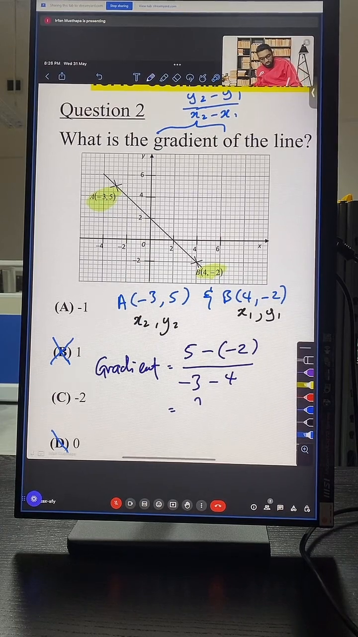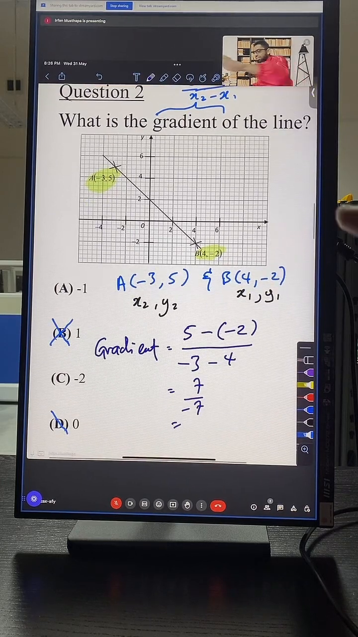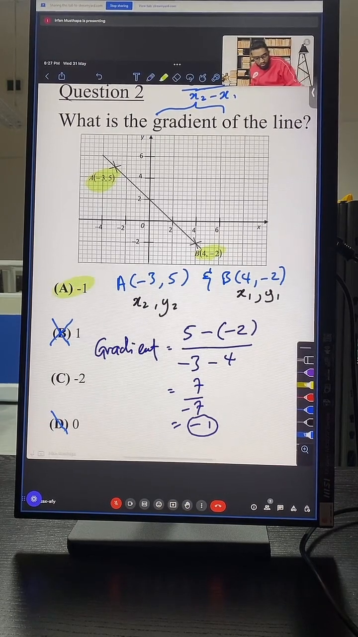So you get 7 over negative 7. My friends, what would the gradient be for this? The answer will be negative 1. Option A is our final answer for this particular gradient question.